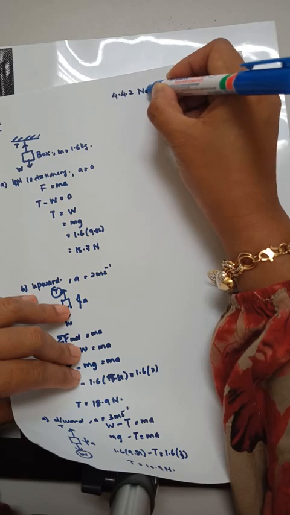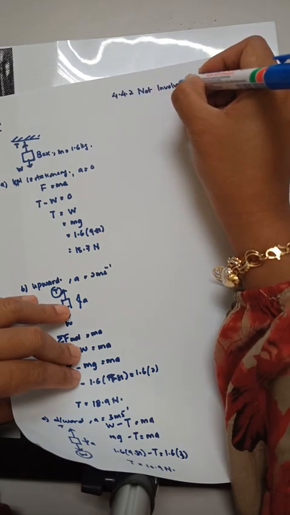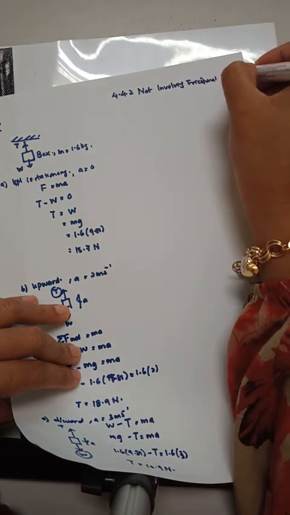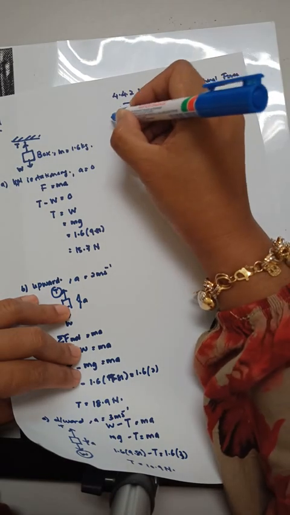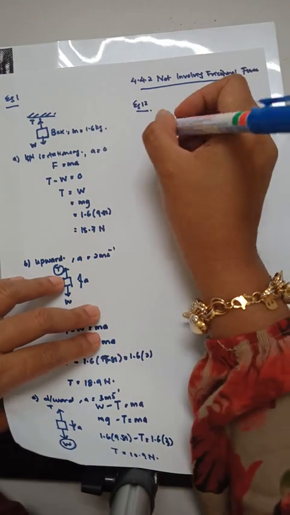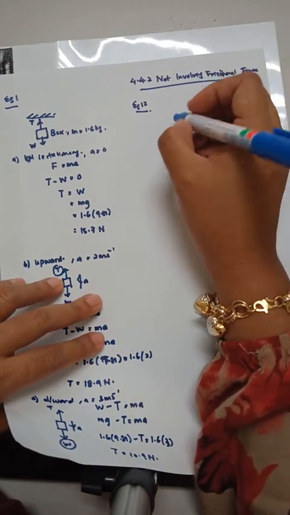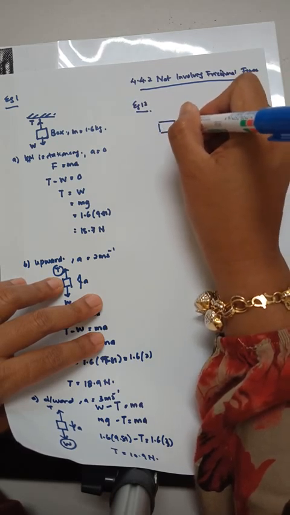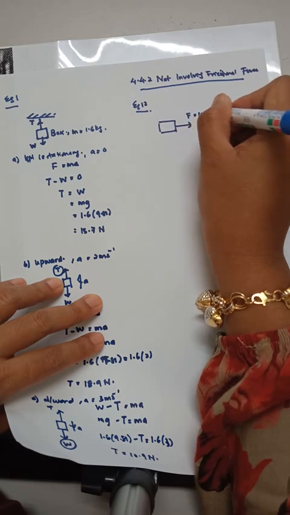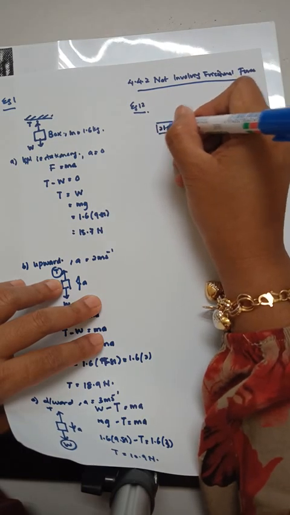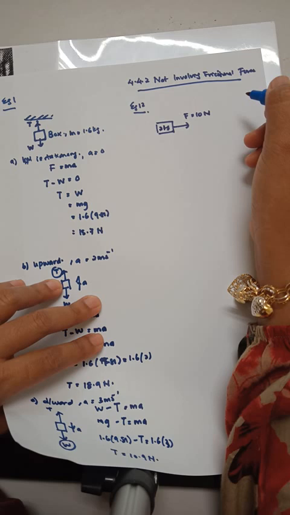4.4.2 ni adalah the not involving frictional force. Okay. Look at your example 12. Okay. This example 12, a net force of 10 newtons acted, ni force dia 10 newton, acted at the box with a mass of 2 kg. What will be the accelerations of the box if the box move from rest?